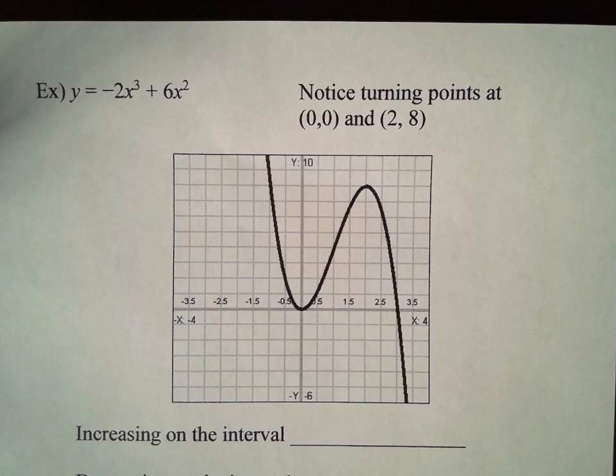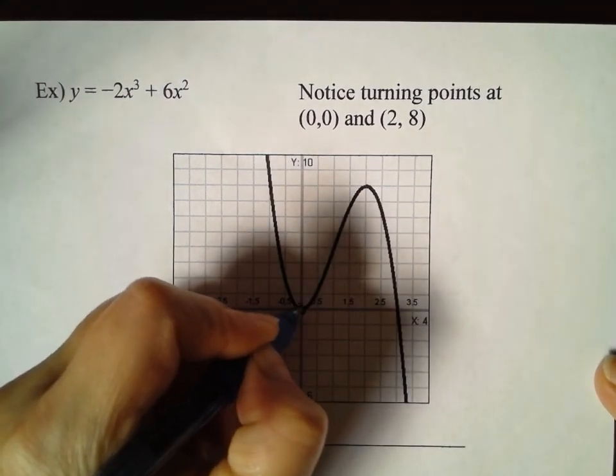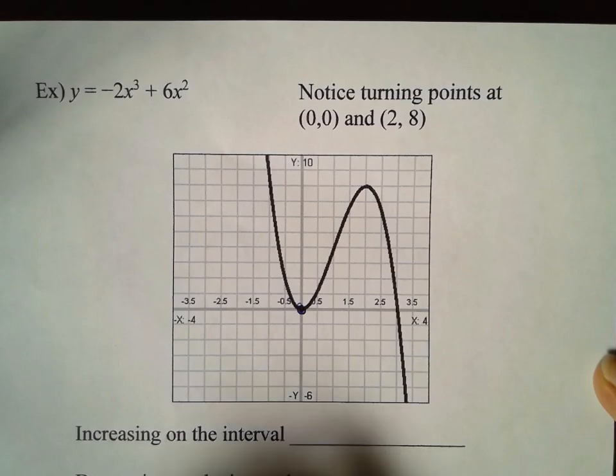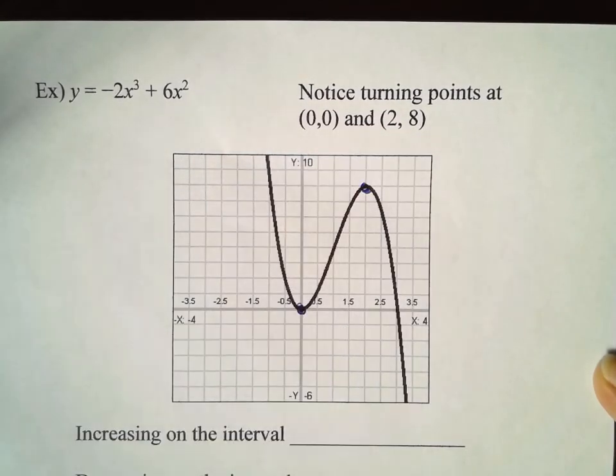Here's another graph. This is the function y equals negative 2x cubed plus 6x squared. There are two turning points that I've sort of drawn to your attention here. This one at the bottom is the point (0, 0), and then this point up here at the top is the point (2, 8).